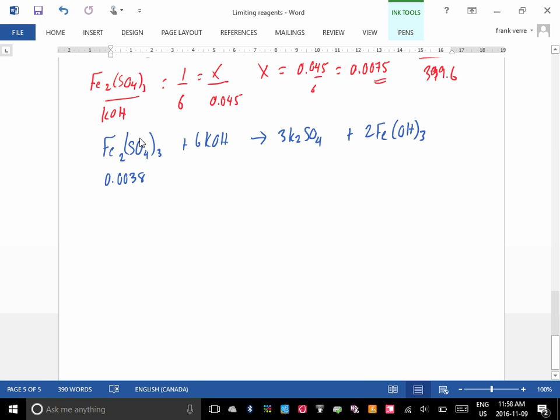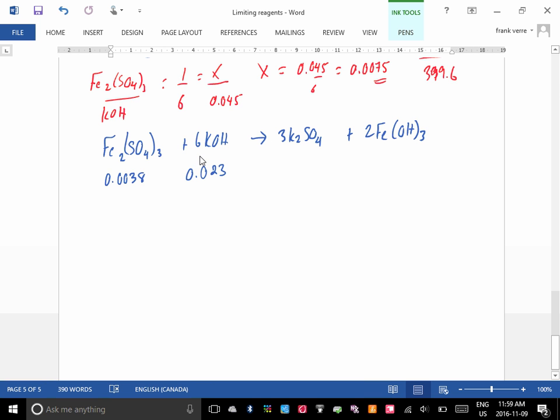So if you think about it, the ratio of iron 3 sulfate to potassium hydroxide is 1 to 6, right? So this should be 6 times more. So what's 6 times 0.0038? 0.0228, so we'll say 0.023. Okay, so the ratio of 0.0038 to 0.023 is 1 to 6. Okay, how many moles of potassium sulfate do we need?